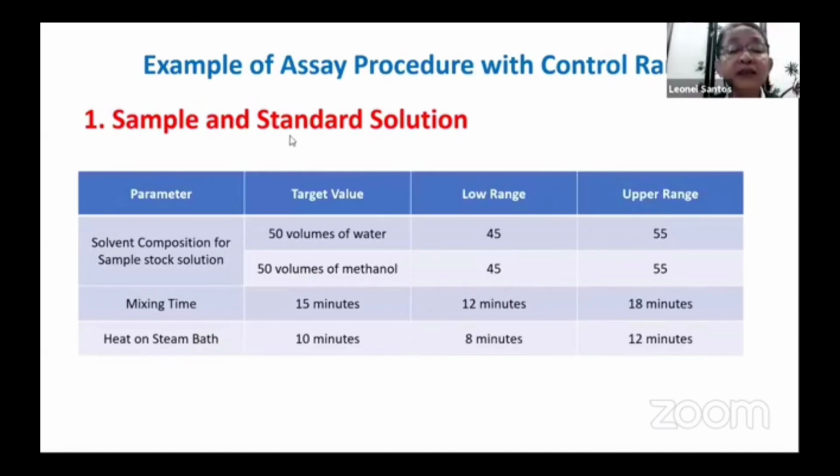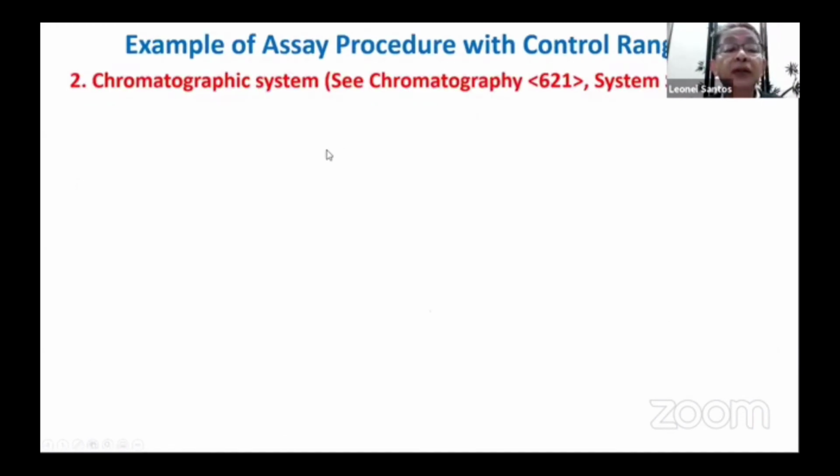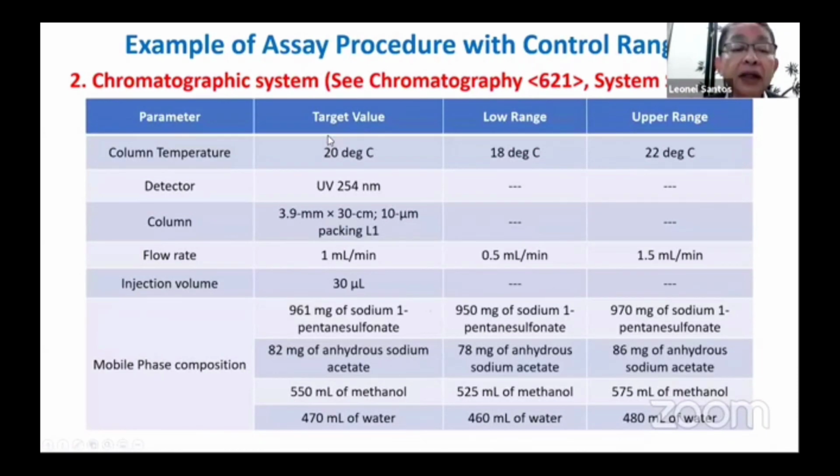So addition of control range would be good to add in the monograph. For example, in this example that I gave you, the sample and standard solution can have a table that contains parameters. For example, it can have the solvent composition, mixing time, and heat on steam bath, and it would have a target value with a low range and upper range. Similarly, the chromatographic system can have several parameters that would have a target value with a low range and an upper range.